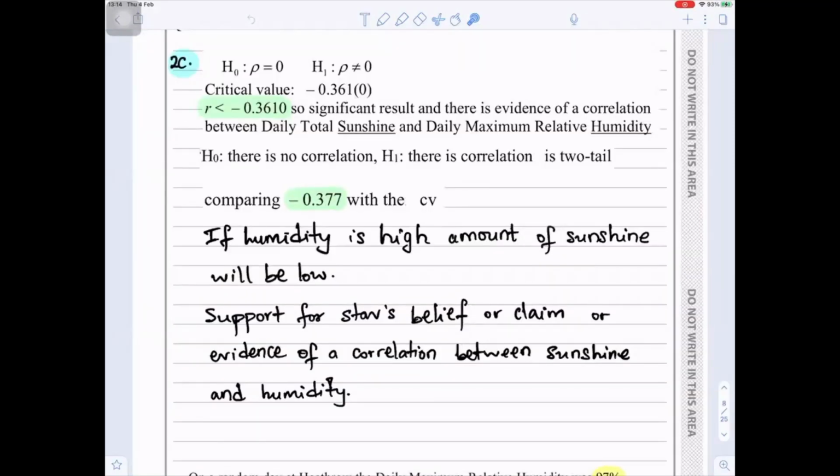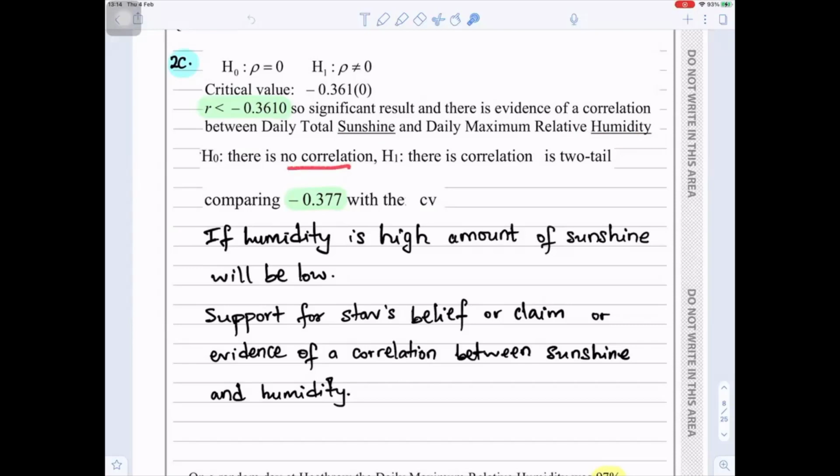Critical value equals minus 0.3610. So r is less than minus 0.3610. So significant result, and there is evidence of a correlation between daily sunshine and daily maximum relative humidity.